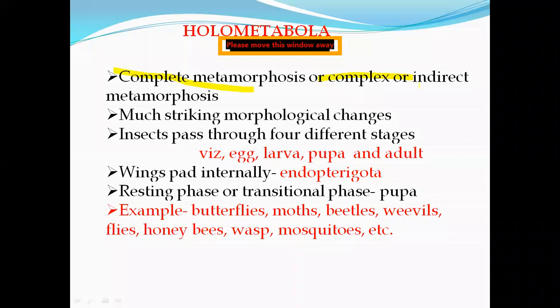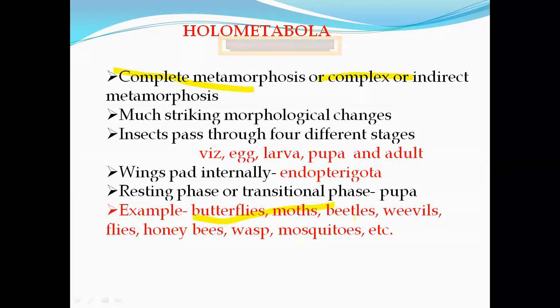So here there are much more striking morphological changes, a lot of morphological changes occur in this complete metamorphosis, or holometabolous insects. Generally these all come under lepidoptera, coleoptera, diptera, isn't it? Even hymenoptera. All those insects undergo complete metamorphosis and are known as holometabola. So why am I talking about lepidoptera? Because examples of lepidoptera are butterfly and moth.